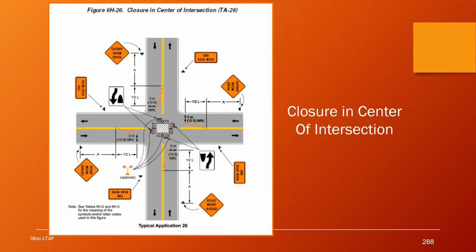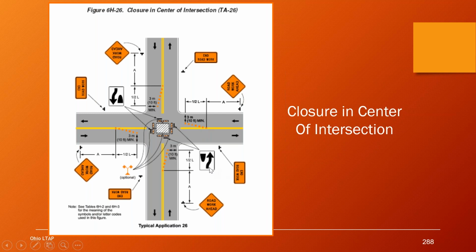And then here's an example of where the work zone is located right in the middle of the intersection. So here we have the intersection of two-lane roadways, and they are setting it up in a way it kind of looks like a roundabout, but each leg has a cone taper on it to get people around.